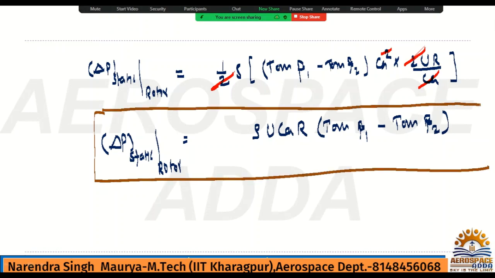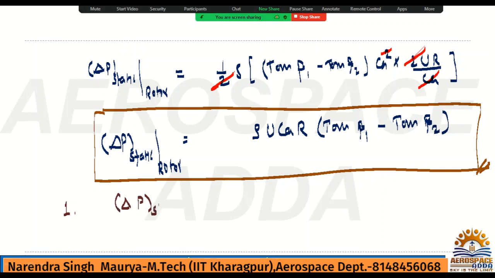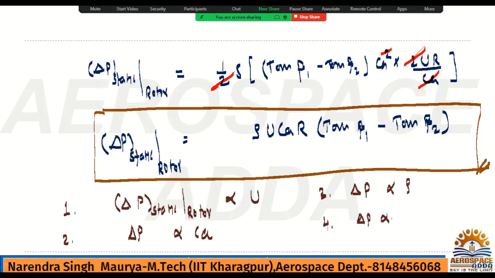This is very important. Okay, so a theory question. In fact, a numerical problem they can also make here, no problem. But theory they had asked one time: delta P static of rotor, the static pressure rise by rotor, is directly proportional to, first, obviously density, second, U, third, Ca, fourth, R, where R is the degree of reaction, and fifth, delta P is also directly proportional to tan beta 1 minus tan beta 2.